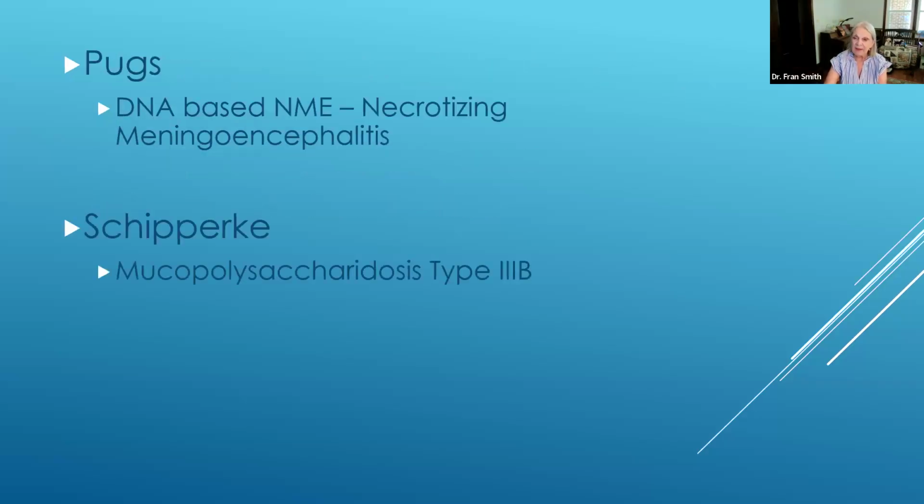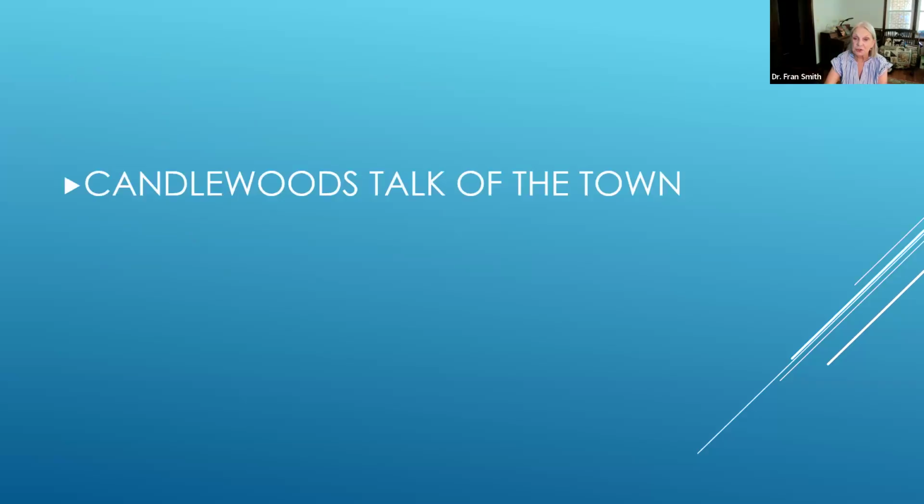Pugs have a devastating disease called necrotizing meningoencephalitis, which is deadly. And Schipperkes have a type of mucopolysaccharidosis resulting in muscle weakness and actually inability to walk as they age.